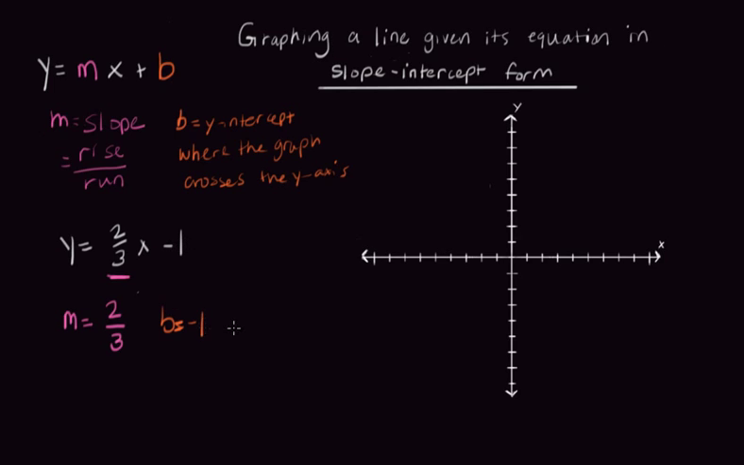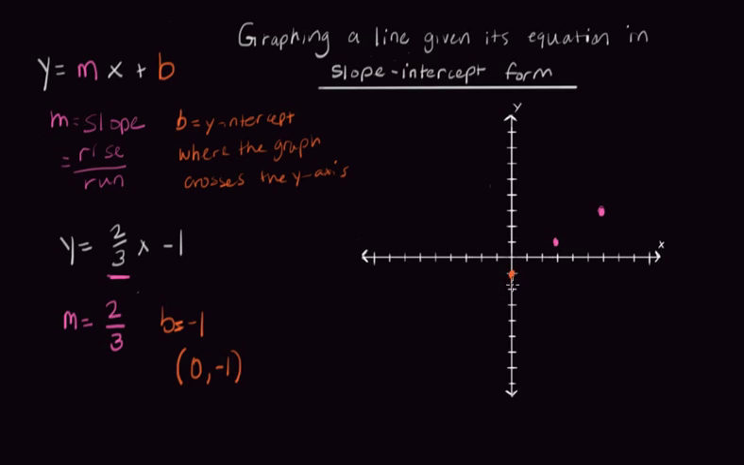So remember that we start by graphing our y-intercept, which is the point (0, -1). So we would graph that one right there. And then we use our slope to find more points on the line. So in this case, 2 is the rise and 3 is the run. So we would go up 2 over 3. And then we can do it again, up 2 over 3.